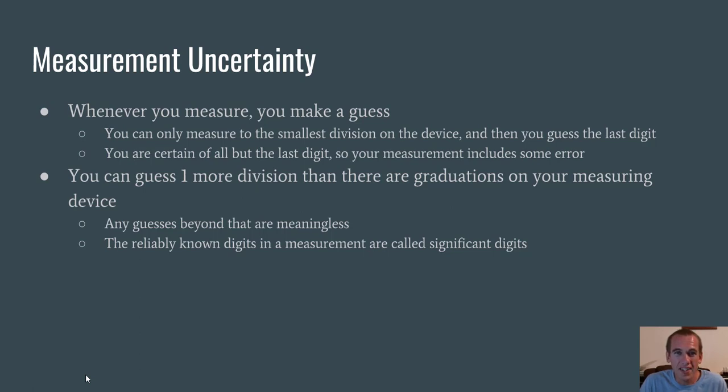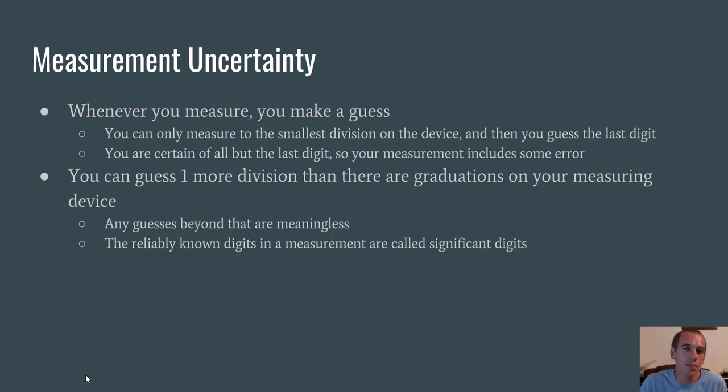Now, you can always guess a little bit more than what your device shows for certain. So if the end of the line you're measuring to is between two marks, you can guess 0.3 or 0.4 or 0.5. That all counts as a legitimate measure, but you can't divide it up again. That's a meaningless guess. It doesn't have any value.